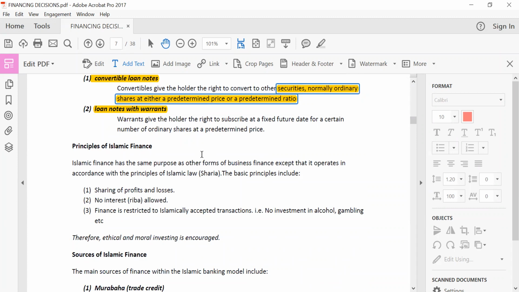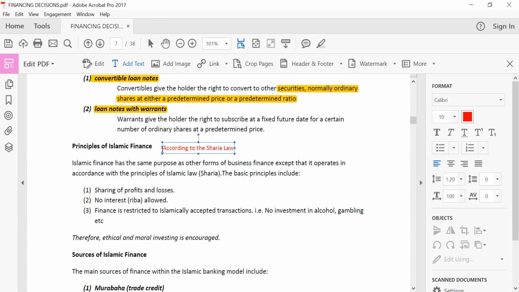According to the Sharia law, interest, which is called riba, is forbidden. That is the name, right? That's how they call it. According to the Islamic law, which is called the Sharia law, interest (riba) is forbidden.